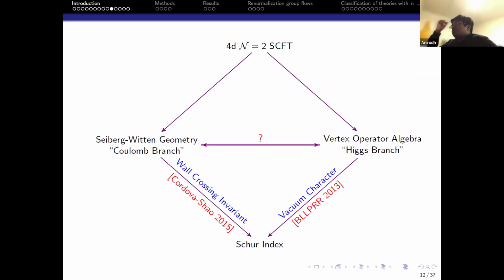So to just recap what I said, if you have a 4D N=2 SCFT, there are two branches, the Coulomb and the Higgs branch. The Coulomb branch is related to the Seiberg-Witten geometry. The Higgs branch is related to the VOA. And it is conjectured that the trace of the wall crossing invariant gives you the Schur index, by Cordova and Shao. And the vacuum character, as I discussed a few slides ago, is the Schur index. But there is no clear direct relation that is known between these two branches.